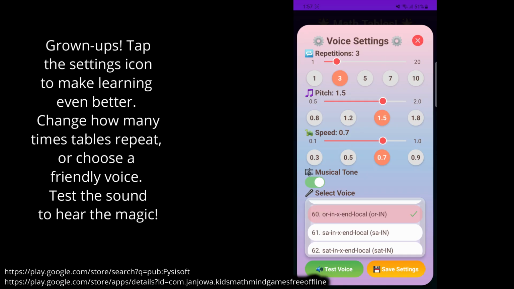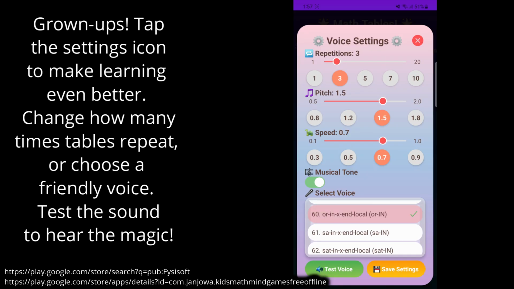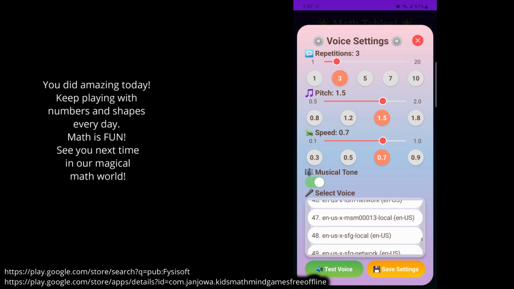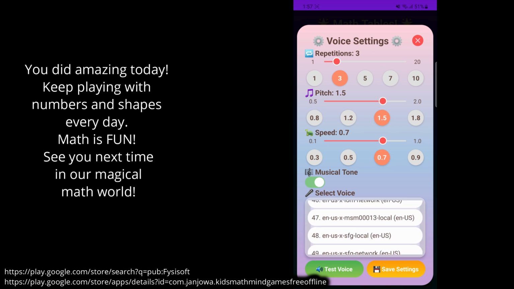Grown-ups. Tap the settings icon to make learning even better. Change how many times tables repeat, or choose a friendly voice. Test the sound to hear the magic. Testing voice settings. Multiplication tables are fun.